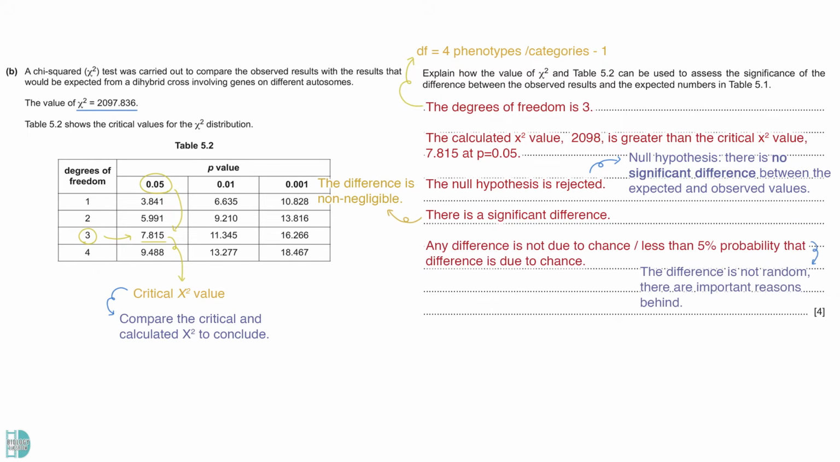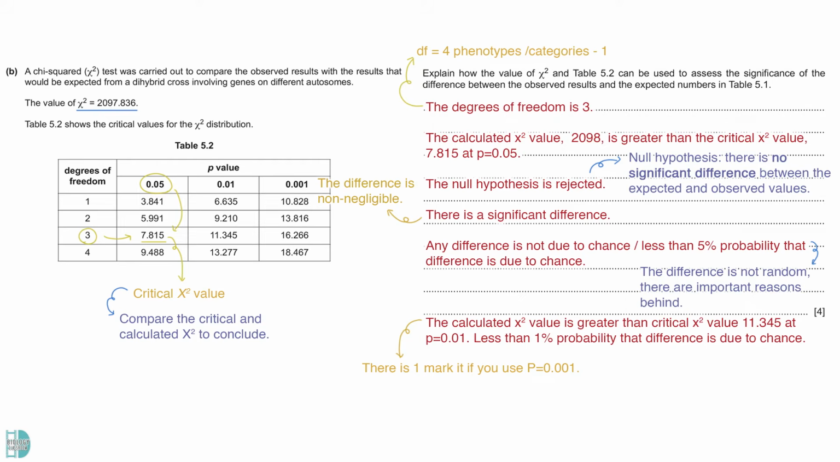It is not due to chance, as there is only less than 5% probability that the difference is due to chance. This means the difference is not random. There are important reasons behind. According to the table, the calculated value is greater than the critical values when p is equal to 0.01 and 0.001. You can also get a point by providing a more detailed conclusion using either of these probabilities.